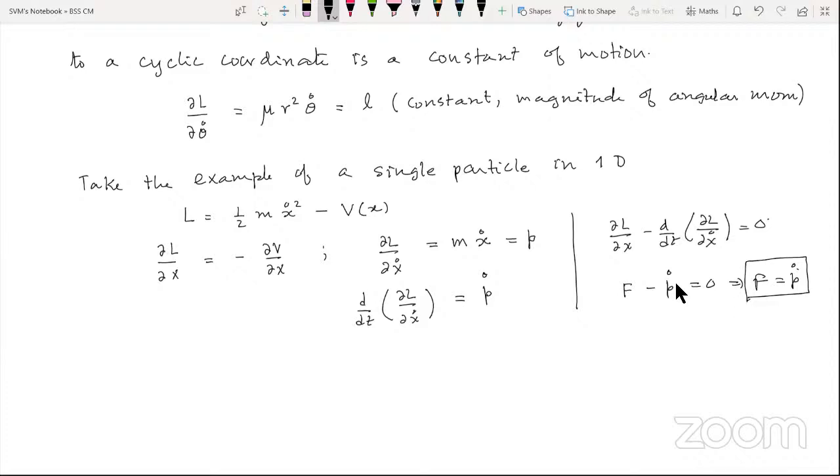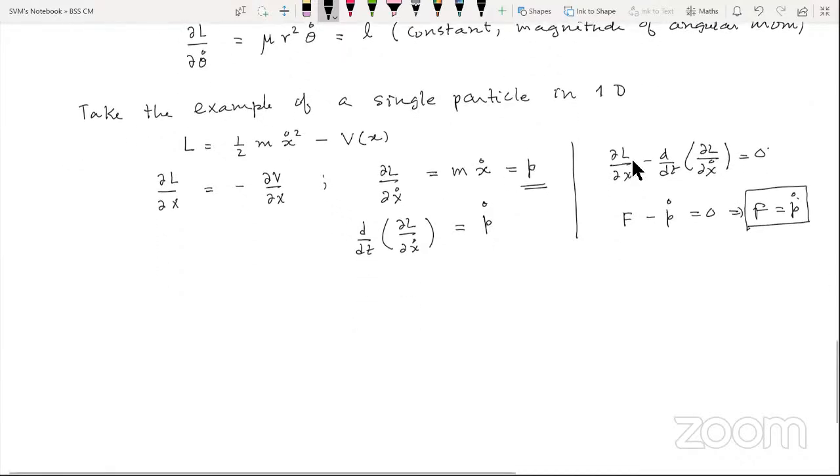Okay, so from this simple example, I am able to show that this ∂L/∂ẋ is equal to the momentum. Now we may ask, okay, fine, so why don't we simply call it momentum? But sometimes your generalized coordinate, so it is not always called momentum, because your generalized coordinate need not always have the length dimension.